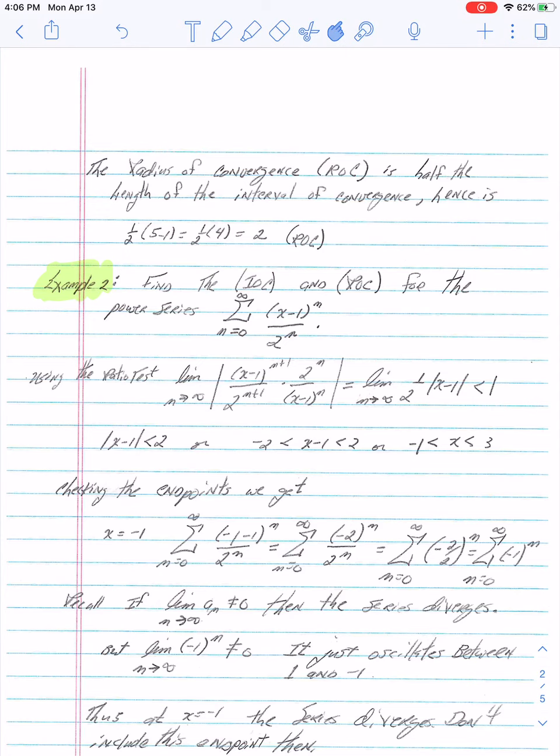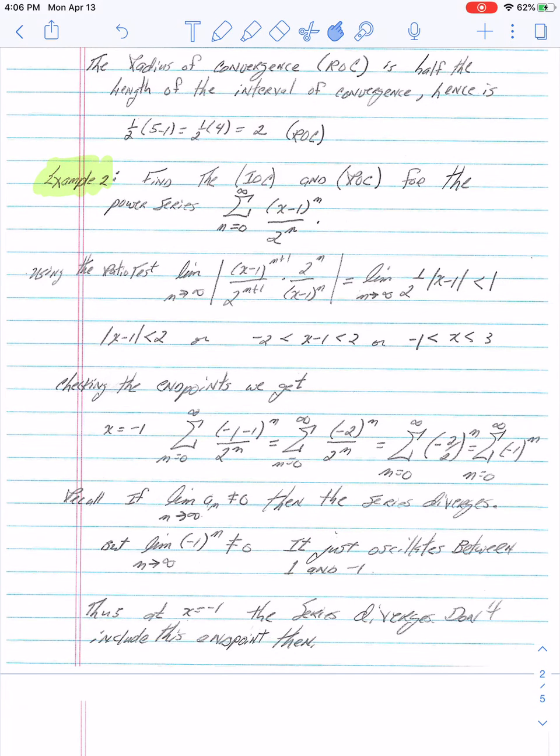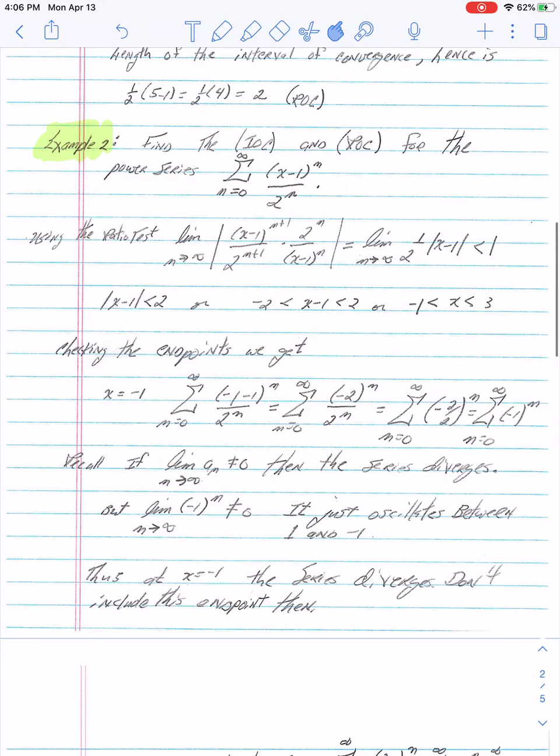I just have to check the endpoints. So let's check the endpoints. When x is minus 1, I stick in a minus 1 here. I get minus 1 to the n over 2 to the n. That gives me a minus 2 to the n over 2 to the n. That gives me a minus 2 over 2 all to the n, or a minus 1 to the n.